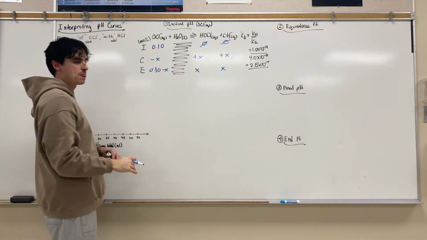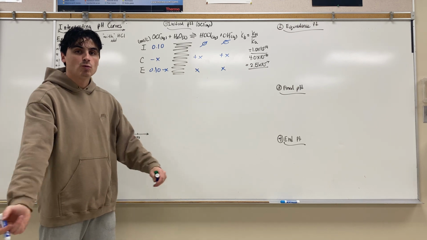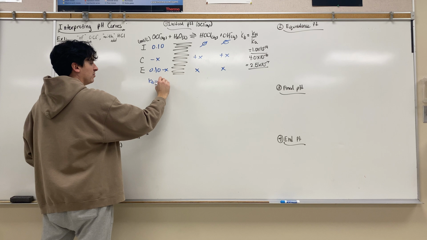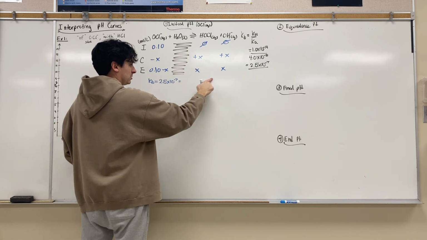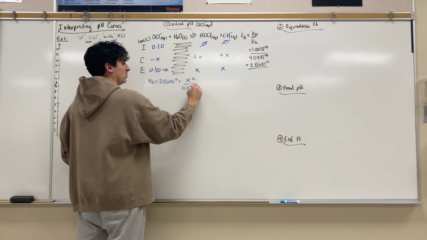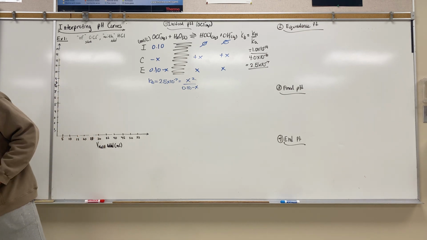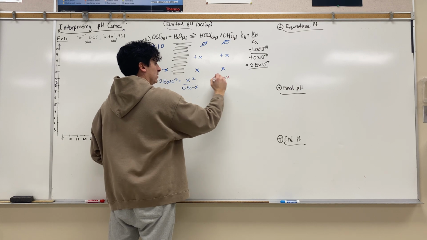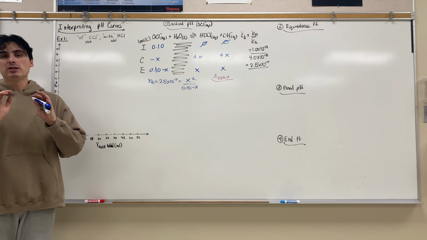So now that we have our ICE table and our Kb value, we want to write our equilibrium law. So Kb, which is 2.5 times 10 to the negative 7, is equal to products, so X times X, or X squared, over 0.10 minus X. Okay, now we want to get rid of that minus X, so we do everyone's favorite approximation.